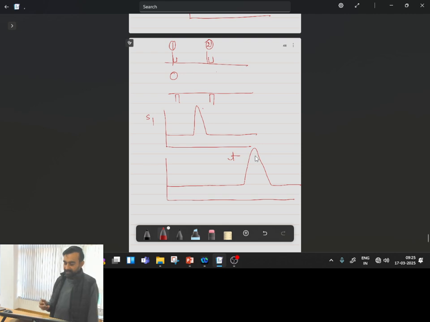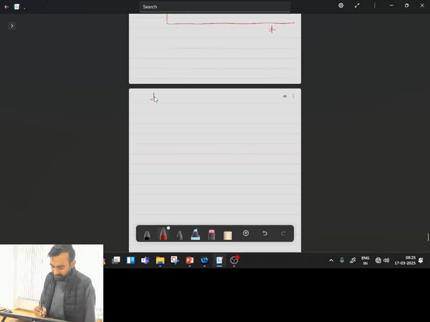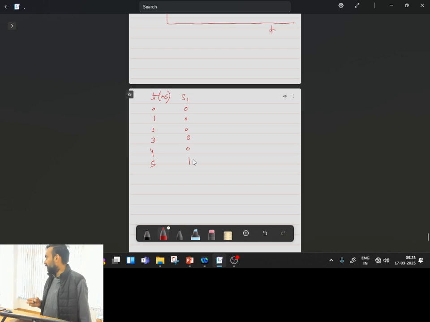Okay, now again this variation is with t and this variation is also with t. So I will have some time like 0, 1, 2, 3, 4. It can be in seconds or milliseconds. Let me consider it is in milliseconds, and I'll have the value of S1. It may be 0, 0, 0, 0, 0, and at some point of time it becomes 1. Okay.